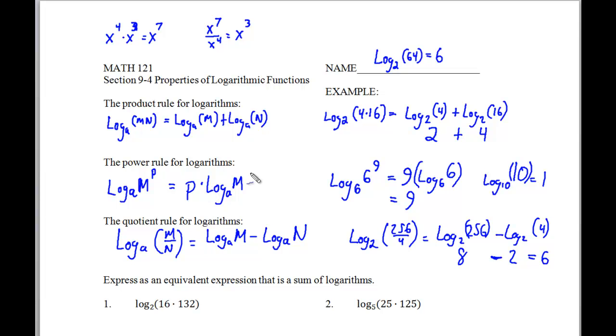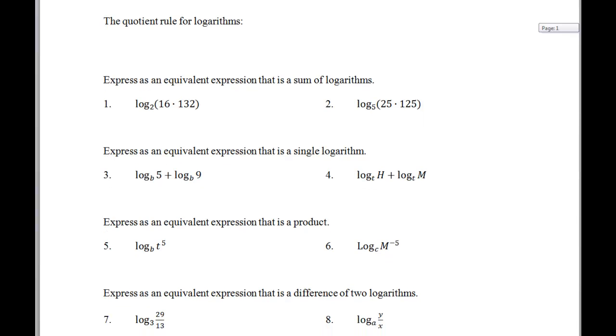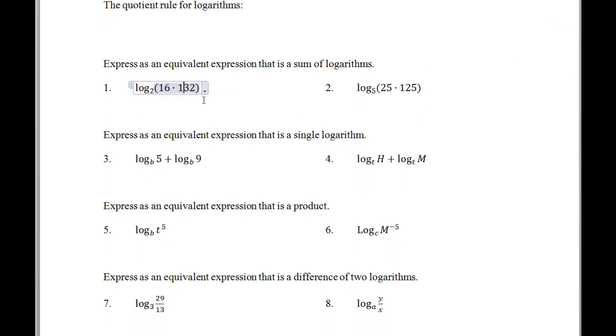Now the rest of this first side of the worksheet here is going to be us quickly expanding and evaluating these. Now there is a typo. This worksheet here, I accidentally have a 1 there, so please make sure that gets fixed because it should be 32, not 132. Alright, so let's take a look here. Now it says rewrite this as a sum of logarithms. So this is going to be log base 2 of 16 plus log base 2 of 32.